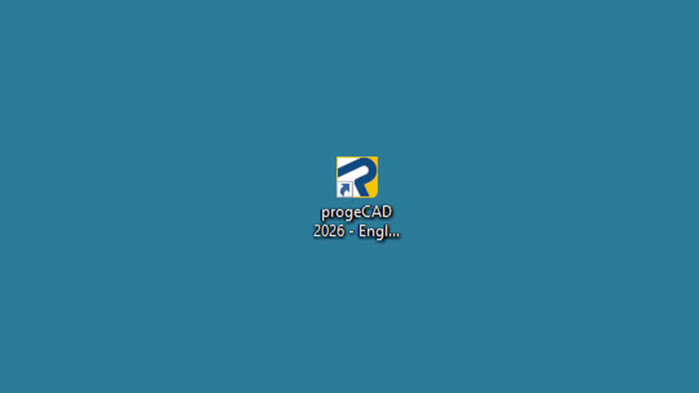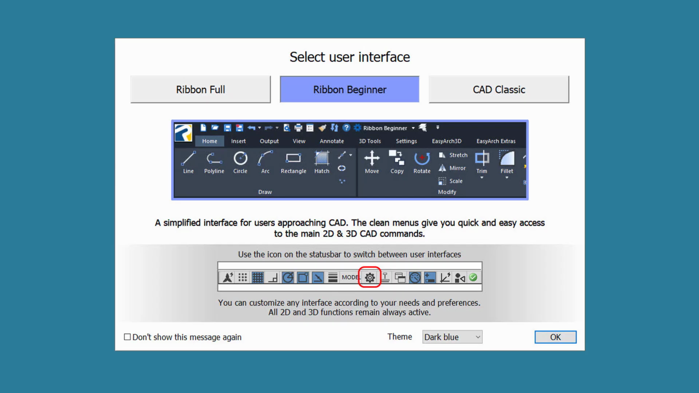You'll launch progeCAD like any other program on your computer. Double-click the desktop icon or right-click on it and choose Open. You'll initially get a dialog box asking you which ribbon settings you want to use. For now, we'll be using Ribbon Beginner, but don't worry, you can change it at any time. There's also a checkbox in the lower left corner allowing you to suppress this dialog once you get comfortable.